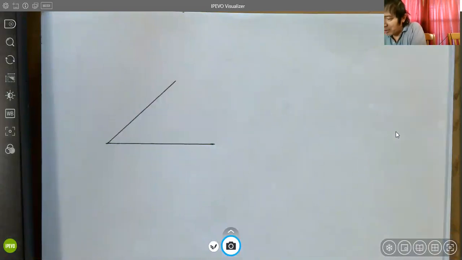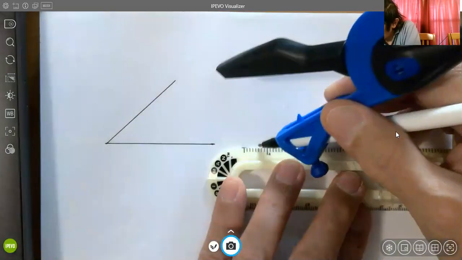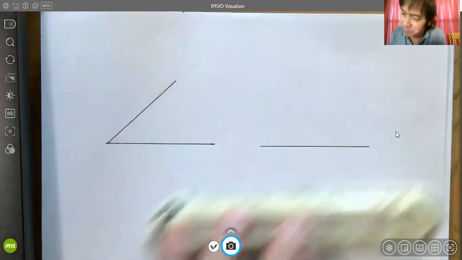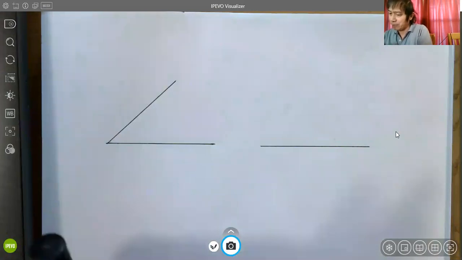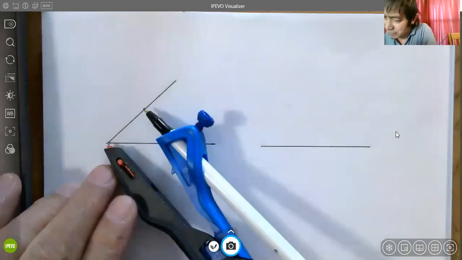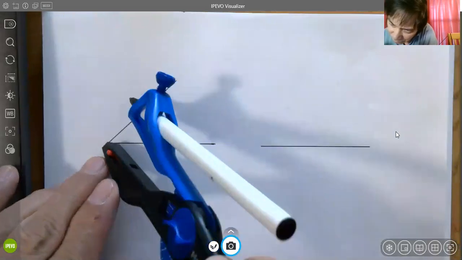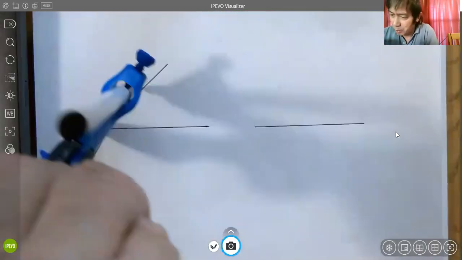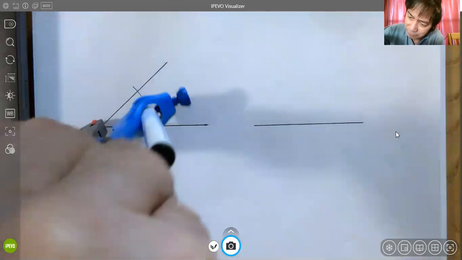All right, so we begin by making the initial side over here. All right, and we're going to use now our compass and adjust it to a specific radius. Okay, so we're going to choose this size. And we're going to use the vertex for the angle that we're copying, okay? And we're going to draw an arc there.